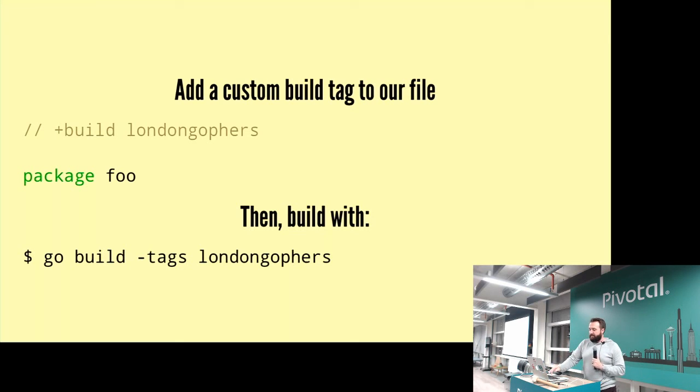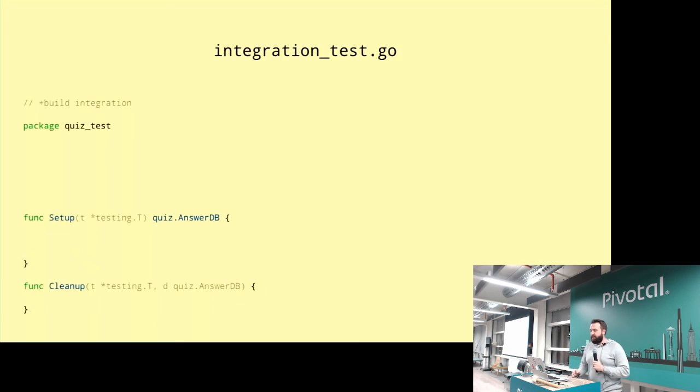So to do that, let's look at our integration_test.go. We're ready to build the setup and cleanup functions now. So this is kind of the skeleton of it. We have our build tag, and we're saying only include this file when we're running with tags integration. And then we define our setup and cleanup following the kind of interface that we used in our tests.